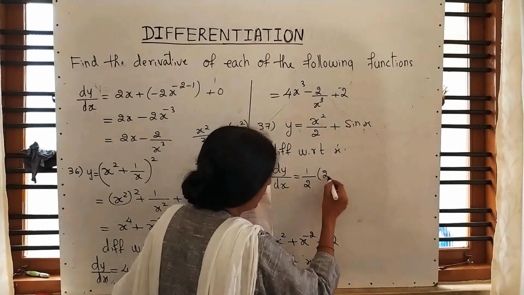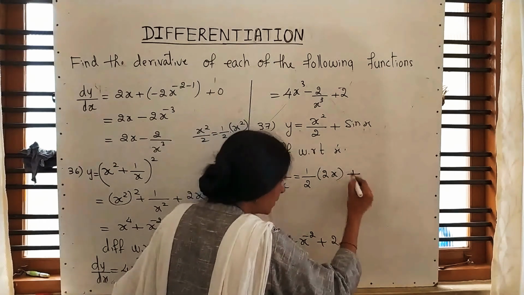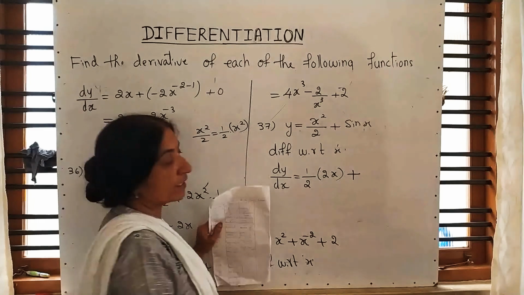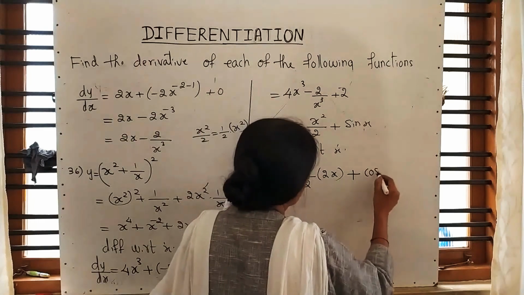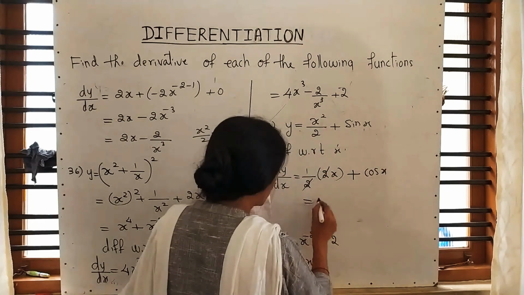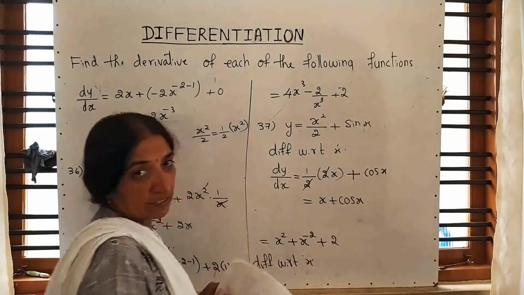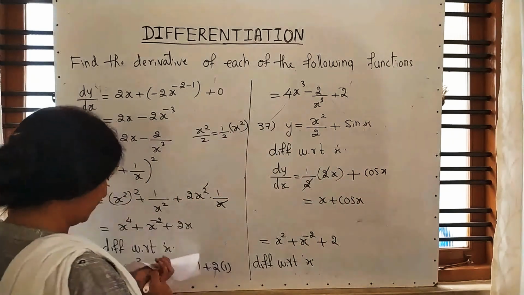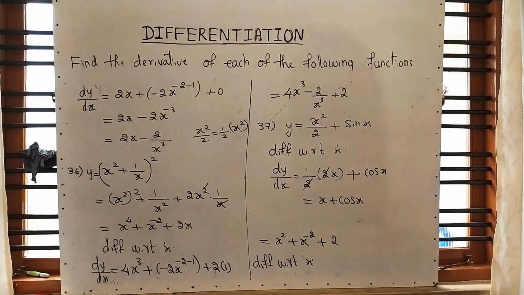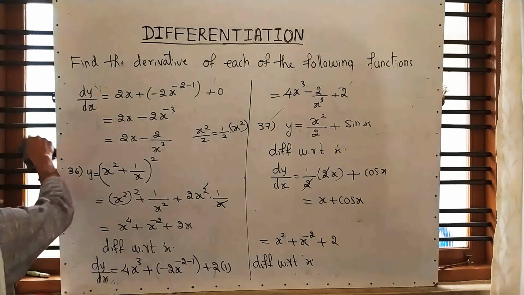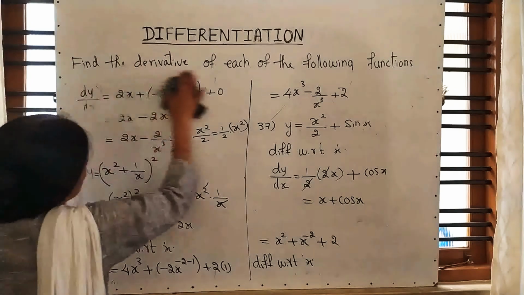Differentiation of x square is 2x. Plus, what is the differentiation of sin x? Differentiation of sin x is cos x. These two and these two get cancelled. x plus cos x. Is it clear or what? Moving to the next question. 38. Question number 38.